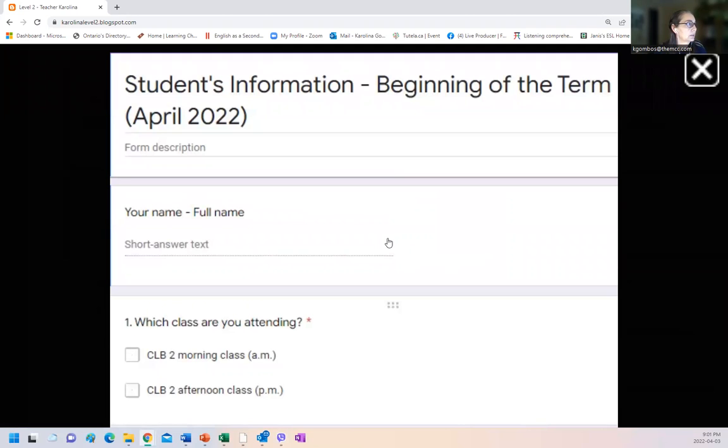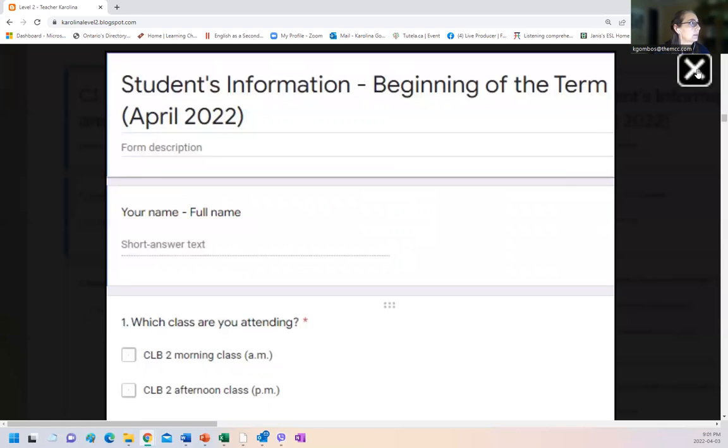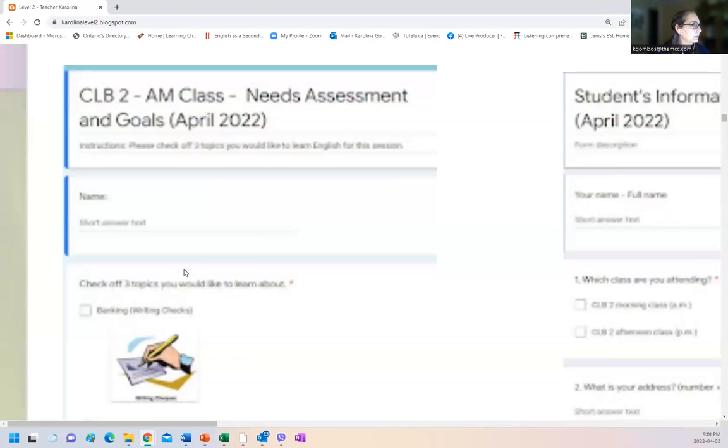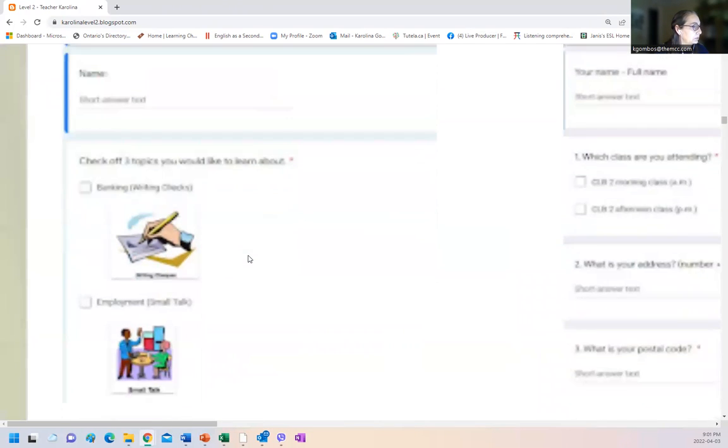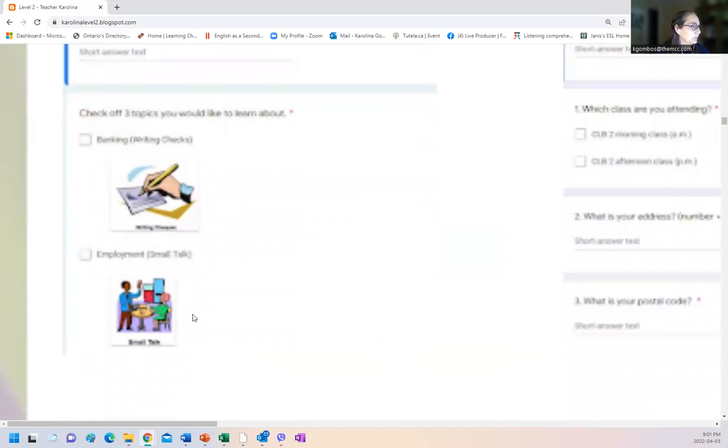Oh, this is your name, what class you are attending. I will be explaining during Tuesday lesson how to fill this up. What do you need practice with and stuff like that. It seems that it didn't save when I put in here, so I have to explain it on Tuesday.